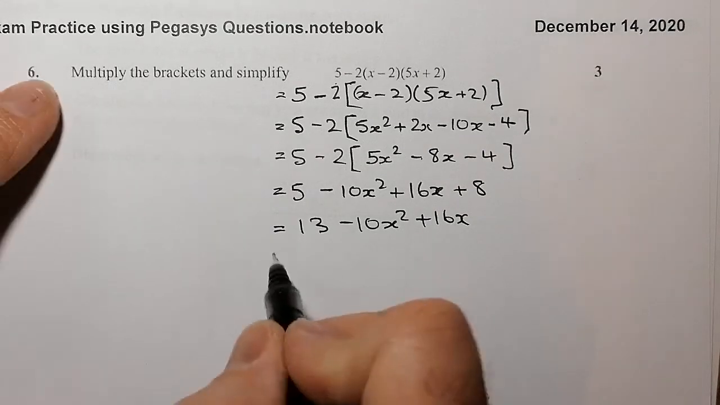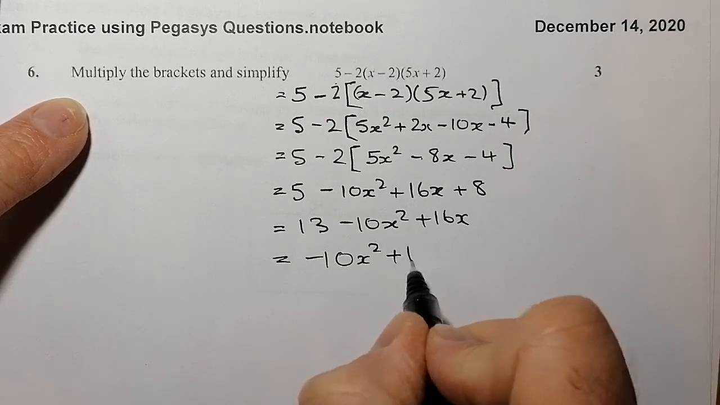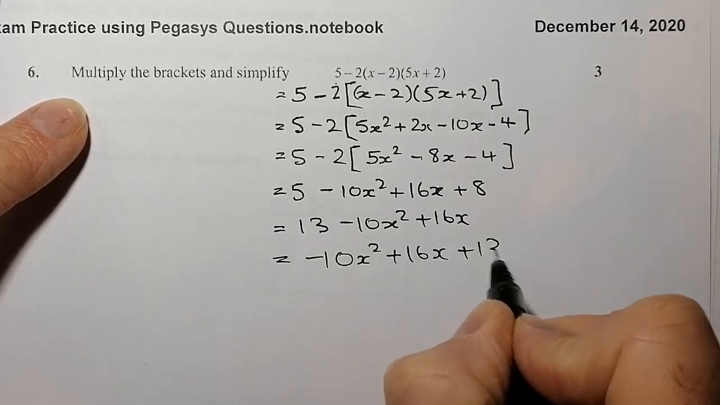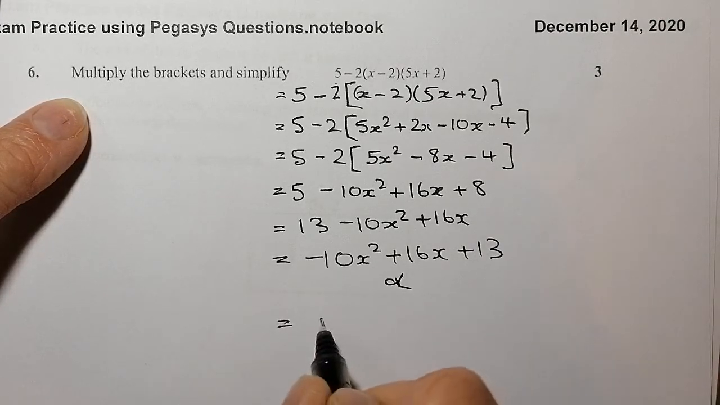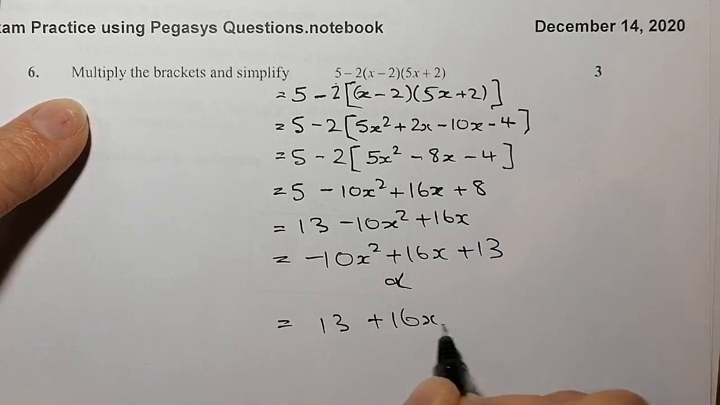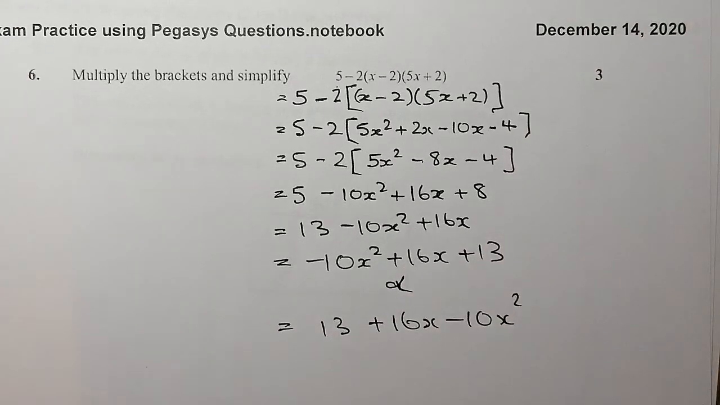That would be okay. So if I wrote it like negative 10x squared plus 16x plus 13, that would be okay. Or the way I could write it would be 13 plus 16x minus 10x squared. Either one of these two would do the job.